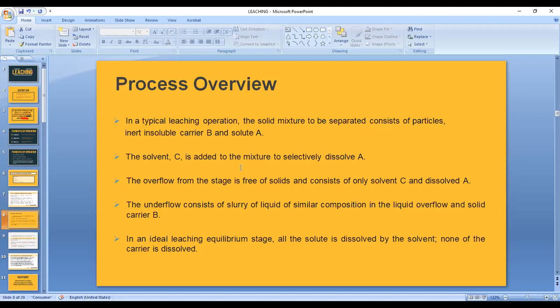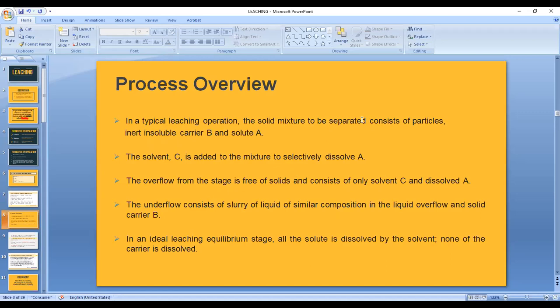Now, in a typical leaching operation, the solid mixture to be separated consists of particles: the inert insoluble carrier B, so the inert part is B, and the solute A. The solvent is C and is added to the mixture to selectively dissolve A. So this is quite, I'd say 100% similar to extraction. A is the solute, B is the inert part, and C is the solvent.